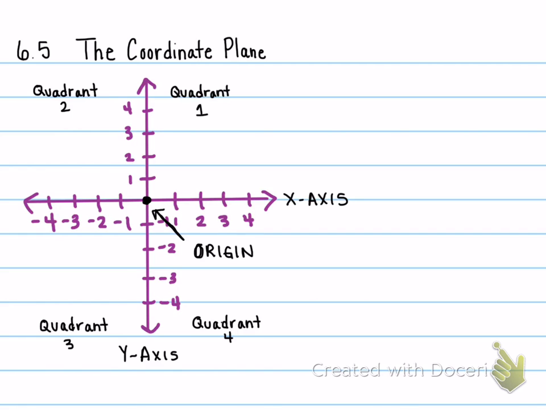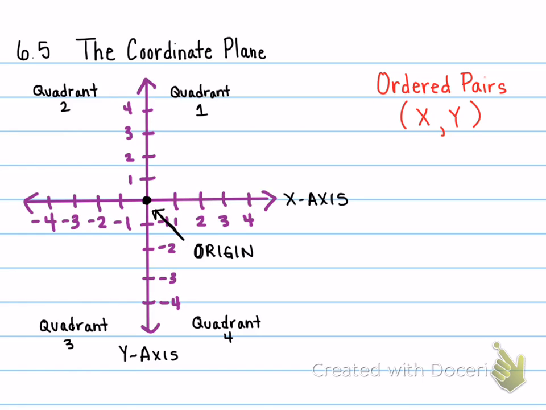So what you're going to be doing is plotting points on the coordinate grid. Points are called ordered pairs. So we're going to write that down, ordered pairs. And those are the points on the grid. Ordered pairs are always listed in parentheses. You put your X movement first and your Y movement second. So you're moving along the X-axis first and then the Y-axis.